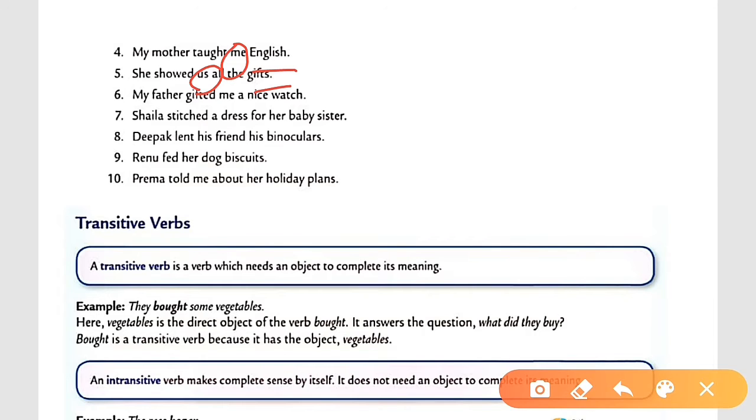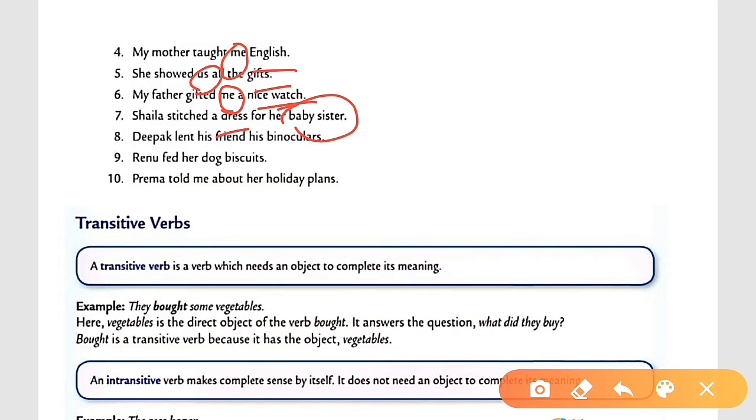Number 6, my father gifted me a nice watch. Watch is your direct object. Okay, guys, next. Not nice, only watch. Okay, number 7, Sila stitched a dress for her baby sister. Sila stitched a dress. Dress is your direct object and baby sister is your indirect object.